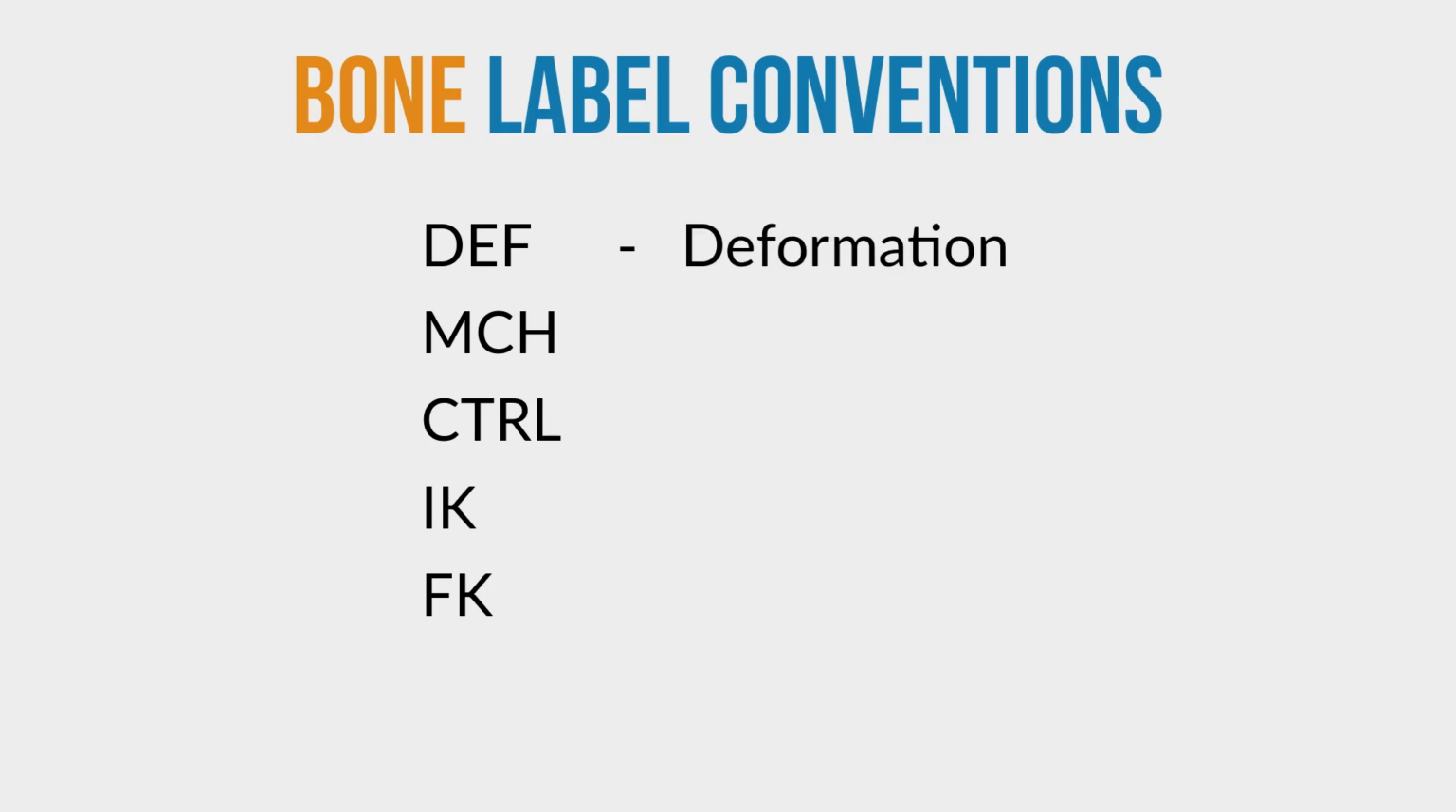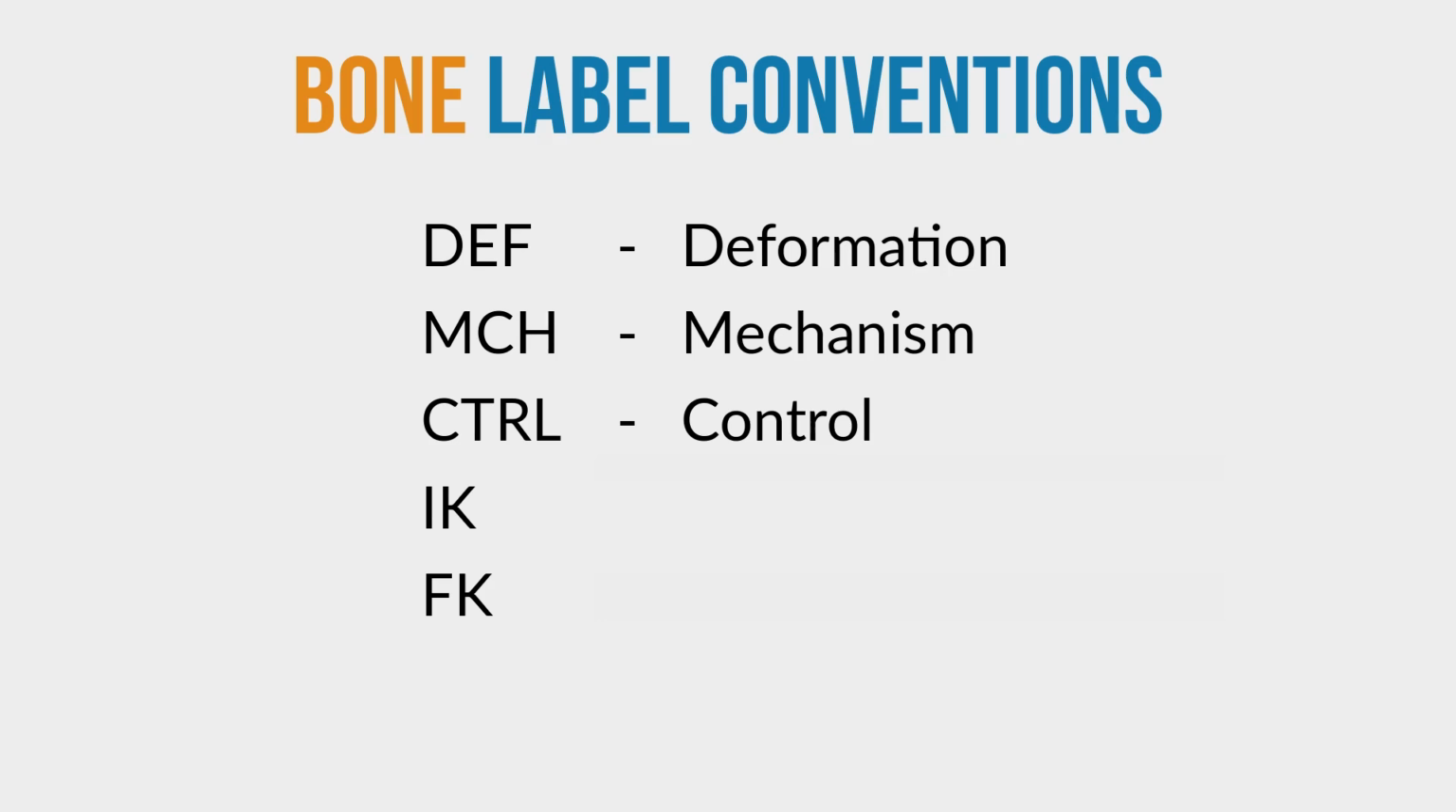Now, def stands for deformation. These are the bones that actually deform your mesh. If you label them clearly, it's going to make your life easier. Now, MCH or mech is short for mechanism. Now, these bones are needed to make the rig function in a specific way. They're helper bones essentially. They don't move the geometry, but they actually help the bones do what you want them to do. Now, control, this should be pretty obvious. These are the controls that the animator will use, although in my opinion, this is a redundant label, which I will explain in a moment.